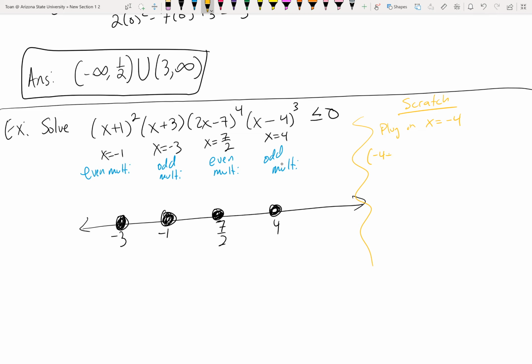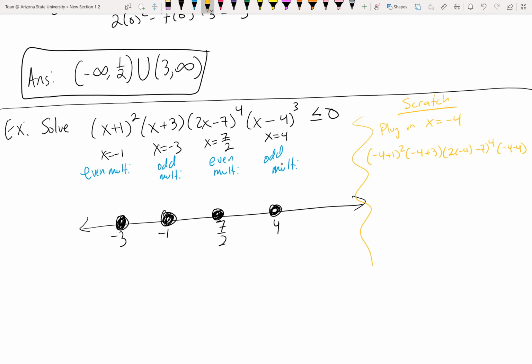So we have (negative 4 plus 1) squared, (negative 4 plus 3), (2 times negative 4 minus 7) to the 4th power, and then (negative 4 minus 4). And again, I really don't care what the answer is. All I care about is if it's positive or negative. And since it's in factored form, all I really care about is if each parentheses is positive or negative.